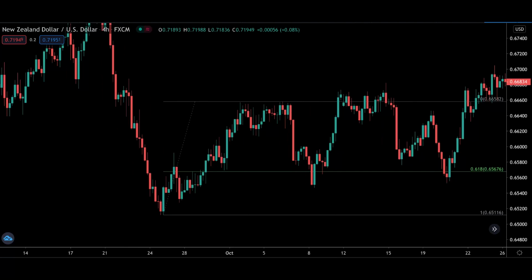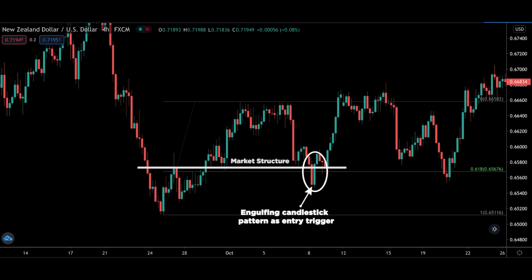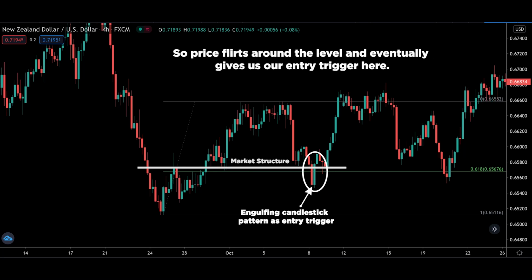Suppose we use the Fibonacci retracement tool and we combine this with market structure, and we look to trade off the 61.8% retracement level. Now, rather than entering in blindly at the level, we use an engulfing candlestick pattern as our entry trigger. So price flirts around the level and eventually gives us our entry trigger here.